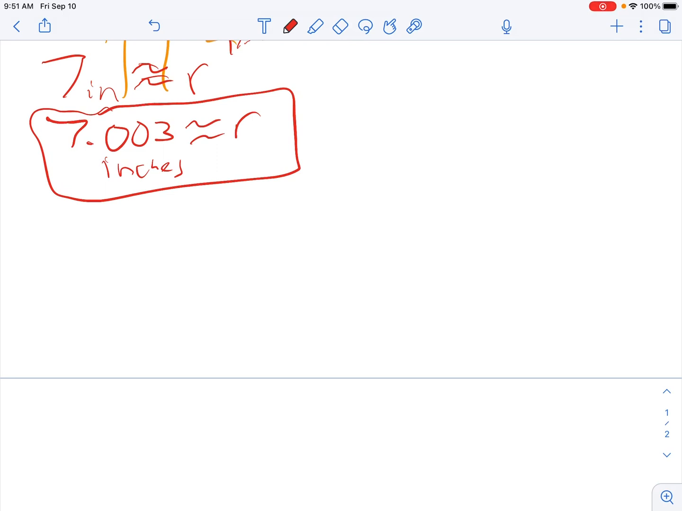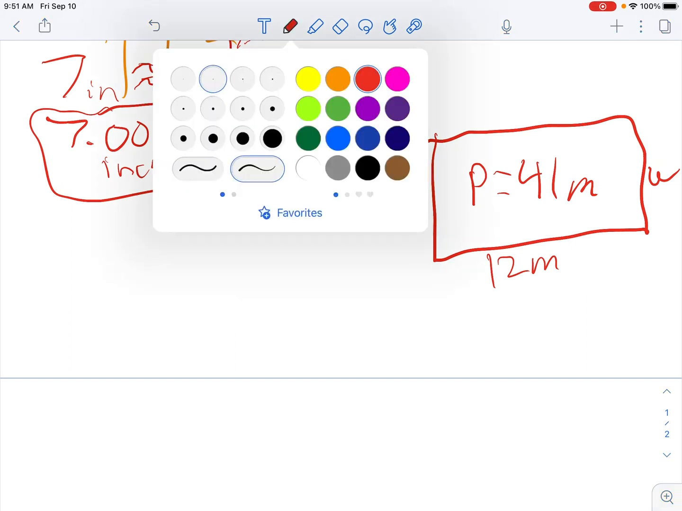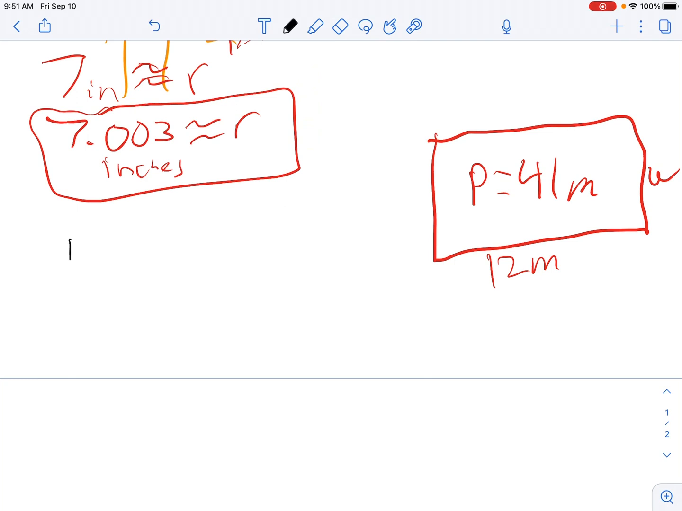What about if we have a formula with 3 variables? This time we're looking for the perimeter of a rectangle. I'm going to draw my rectangle. I'm going to say the perimeter equals 41 meters. Perimeter, add them all up, that's the outside. I'm going to call my length 12 meters and my width W. I'm not sure what my width is. Your average formula for perimeter is P equals 2 times the length plus 2 times the width.